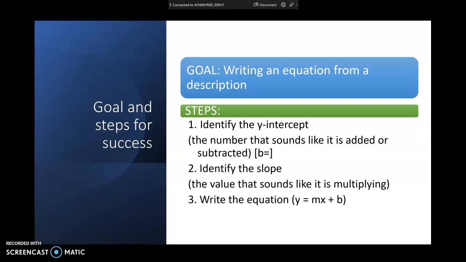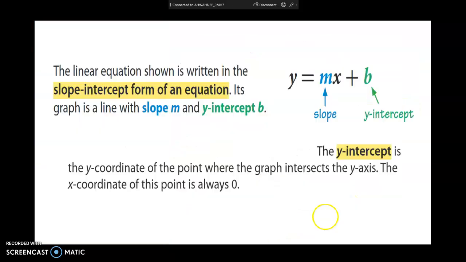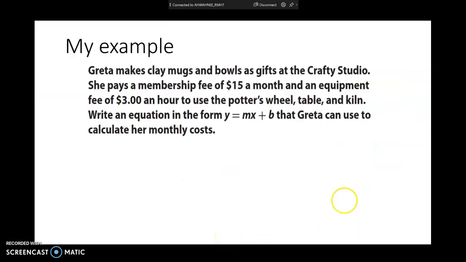Hello, welcome to 5.1 day 2. Today we're going to write an equation from a description, so a word problem. We're going to do the same steps we've done before: identify the y-intercept, identify slope, and write an equation. Same vocab. Here we go.